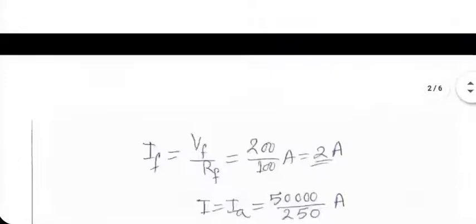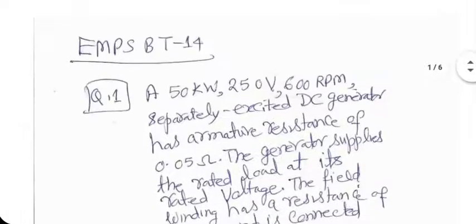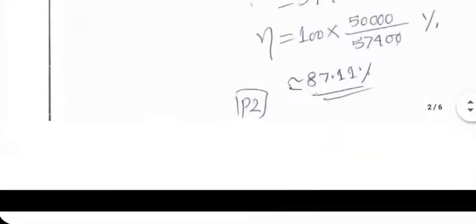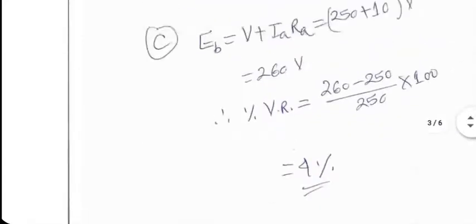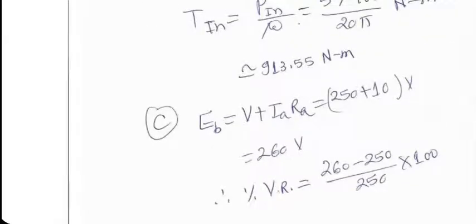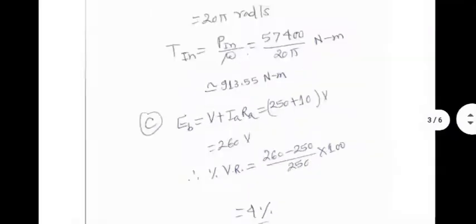So 200 multiplied by 0.05, and to that you add 250 to get EB in volts. EB turns out to be 260 volts. So percentage voltage regulation will be 260 minus 250 divided by 250 and then multiply the result by 100. So it turns out to be 4%. This is how you handle these calculations.